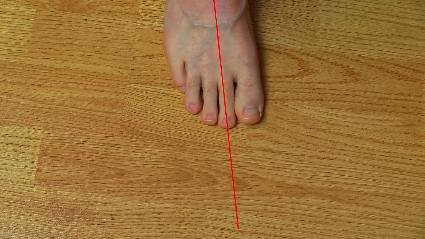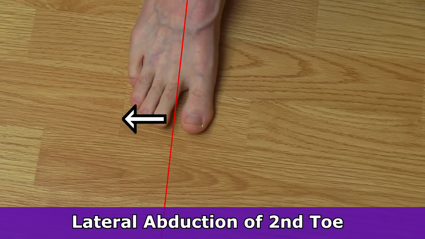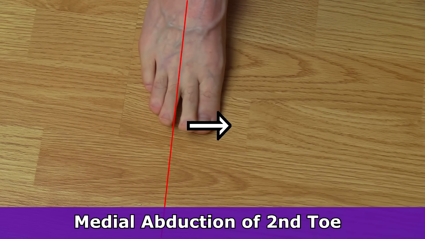And just like with the hand, the foot is also going to have its own midline reference point, which is the second toe. And whenever that second toe deviates away from the body's overall midline, then that's called lateral abduction. And whenever the second toe moves toward the body's midline, then that's called medial abduction.